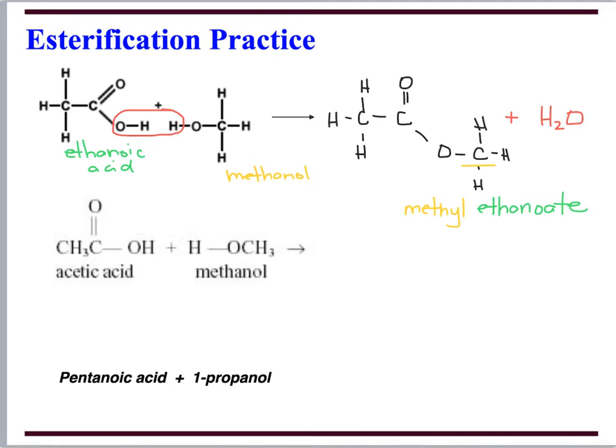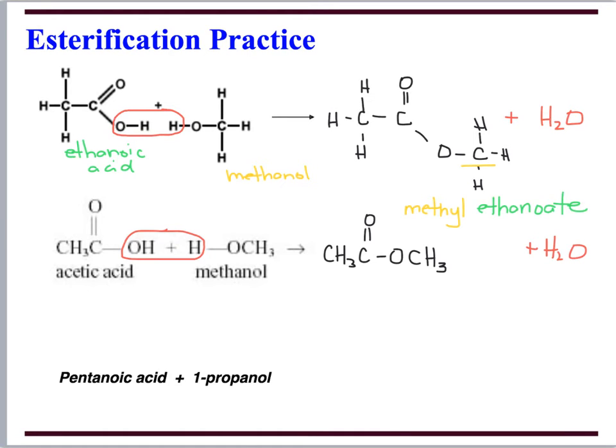Okay, so again, looking at condensed structures for that, same plan. So we're still going to strip off the OH and the H from the alcohol, and I'm going to get the water, and then I'm going to sandwich the other two pieces together. So CH3, C double bond O, O, CH3.